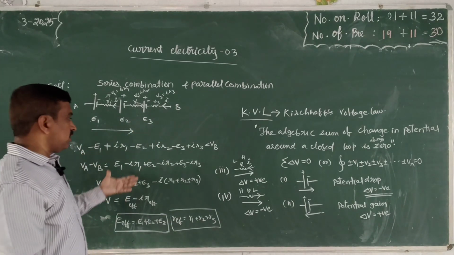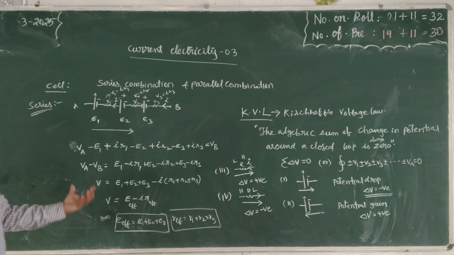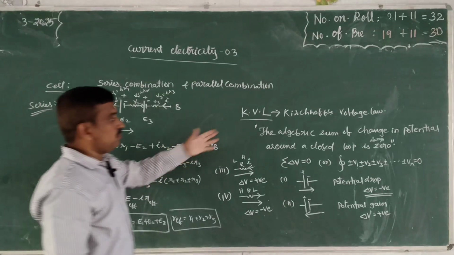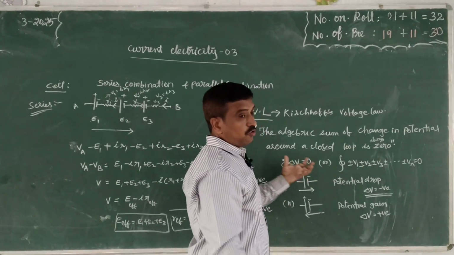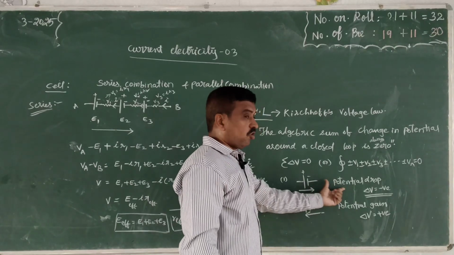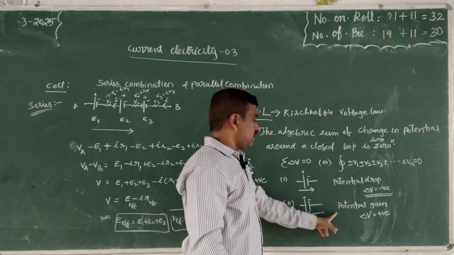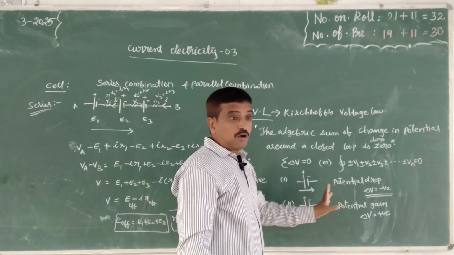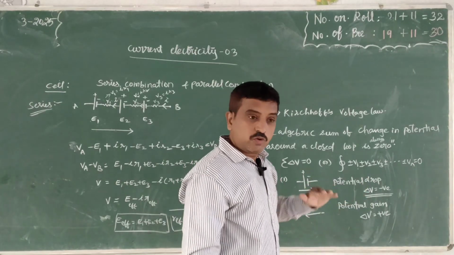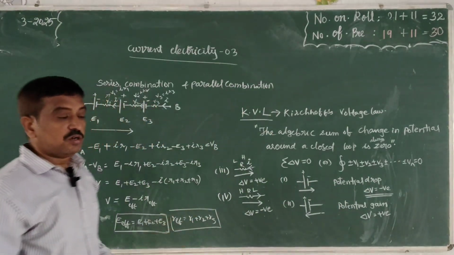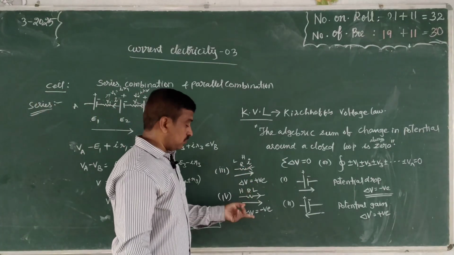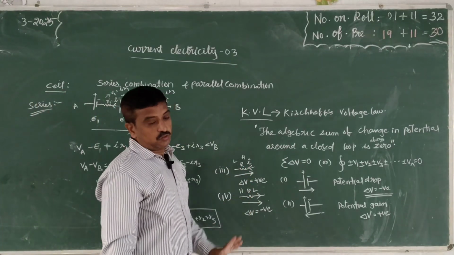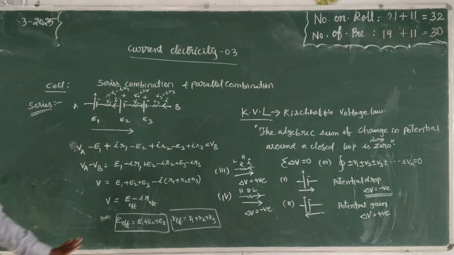In series combination, for finding effective EMF and effective internal resistance, we use Kirchhoff's voltage law. We know the algebraic sum of change in potential around a closed loop is zero. For that, potential drop is negative and potential gain is positive. Potential drop is when moving from higher to lower, and potential gain is when moving from lower to higher. See here, if current and loop are in the opposite direction, it is positive; in the same direction, negative. So by using this, we can find the effective EMF and effective resistance.